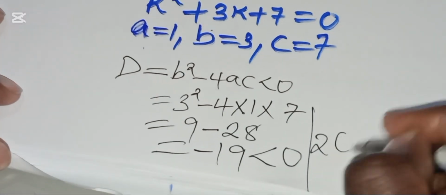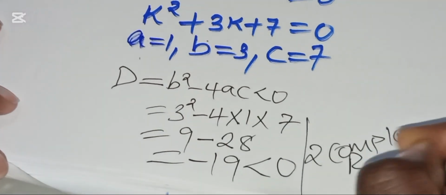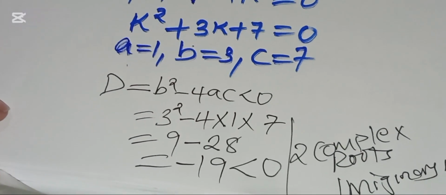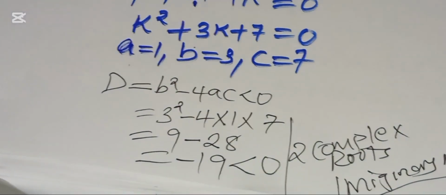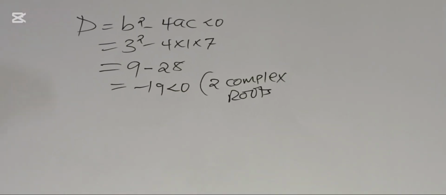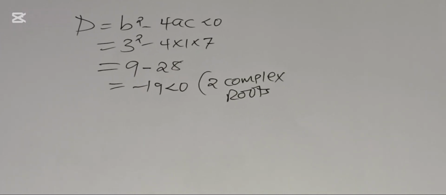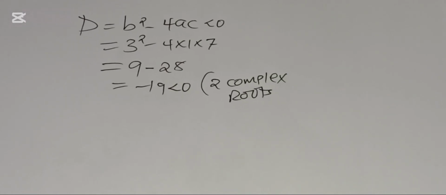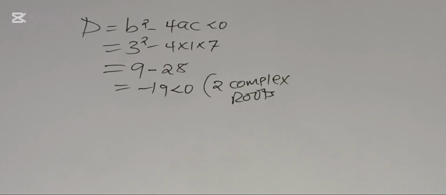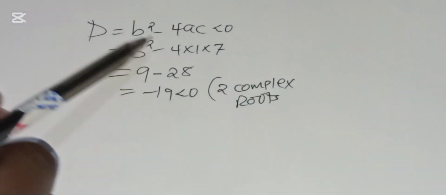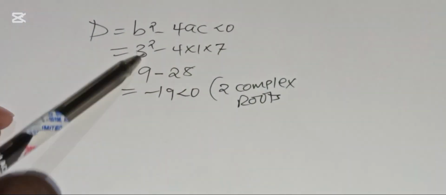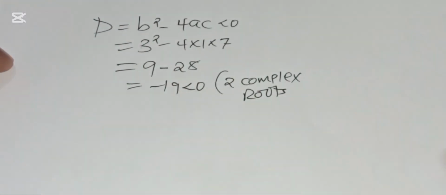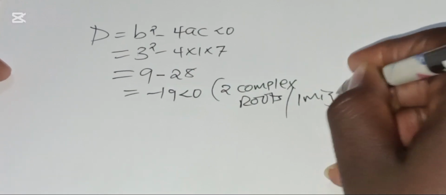So that means that here we have two complex roots, which are imaginary roots. From our quadratic equation, we can determine the discriminant value, which will tell us whether we have a real root or an imaginary root, expressed as b squared minus 4ac. Let's check if we have a real root or imaginary. From our case here, b squared minus 4ac is negative 19, which is less than 0. And in this case, we have two complex roots, or rather imaginary roots.